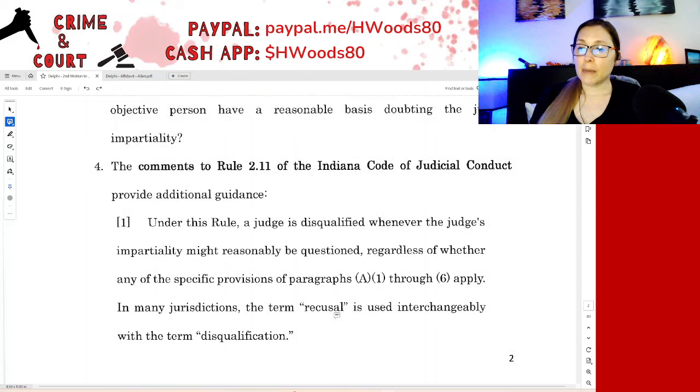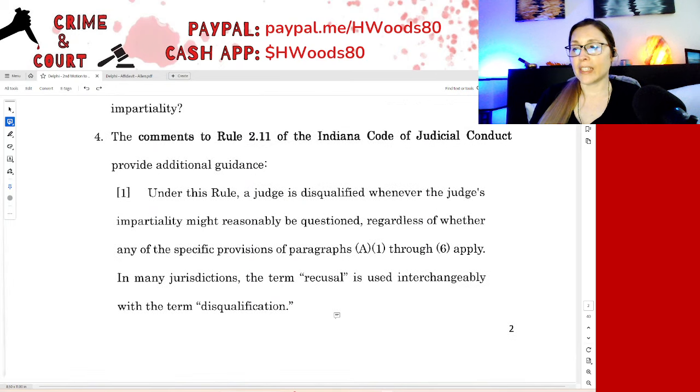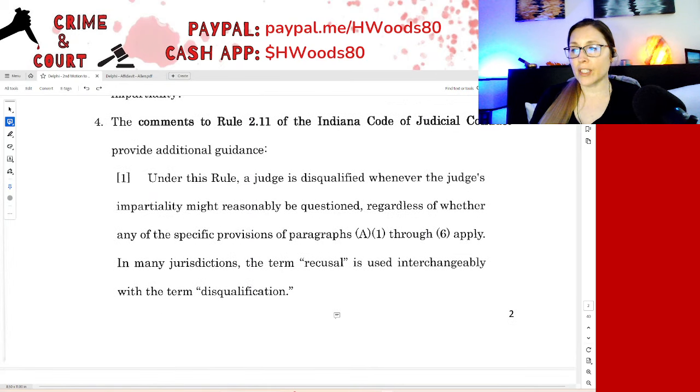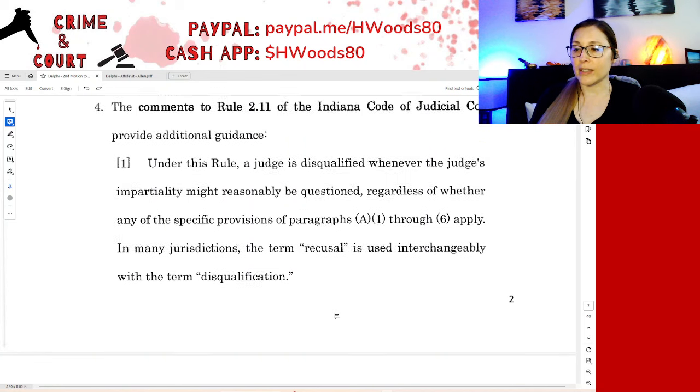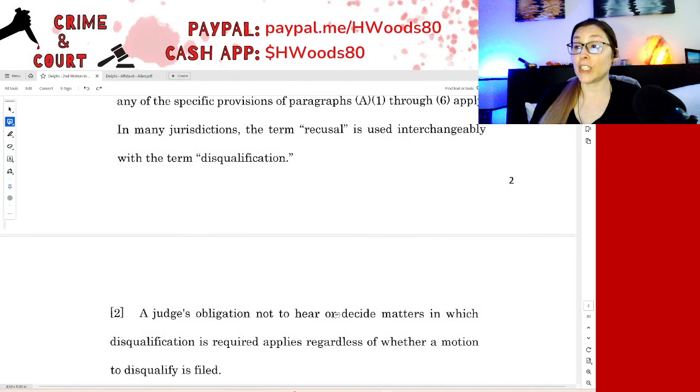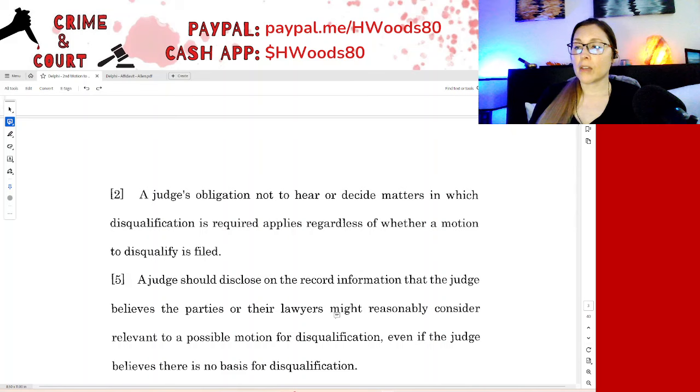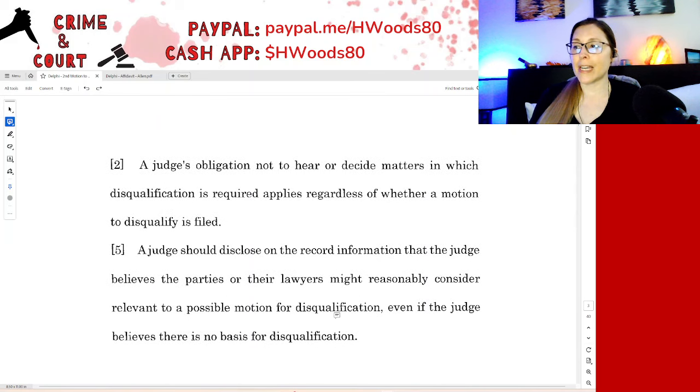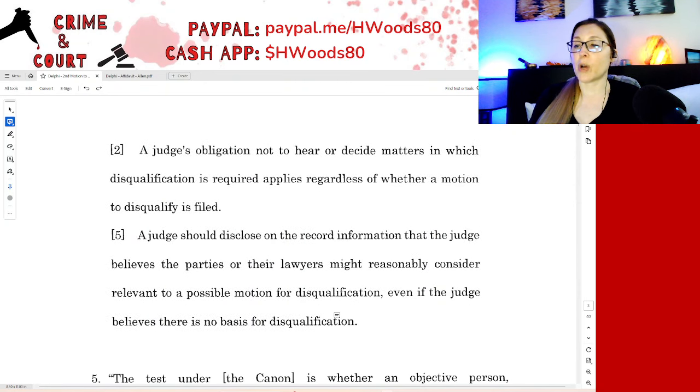Number four, the comments to Rule 2.11 of the Indiana Code of Judicial Conduct provide additional guidance. Under this rule, a judge is disqualified whenever the judge's impartiality might reasonably be questioned, regardless of whether any of the specific provisions of paragraphs A(1) through (6) apply. In many jurisdictions, the term recusal is used interchangeably with the term disqualification. That's interesting. Number two, a judge's obligation not to hear or decide matters in which disqualification is required applies regardless of whether a motion to disqualify is filed.